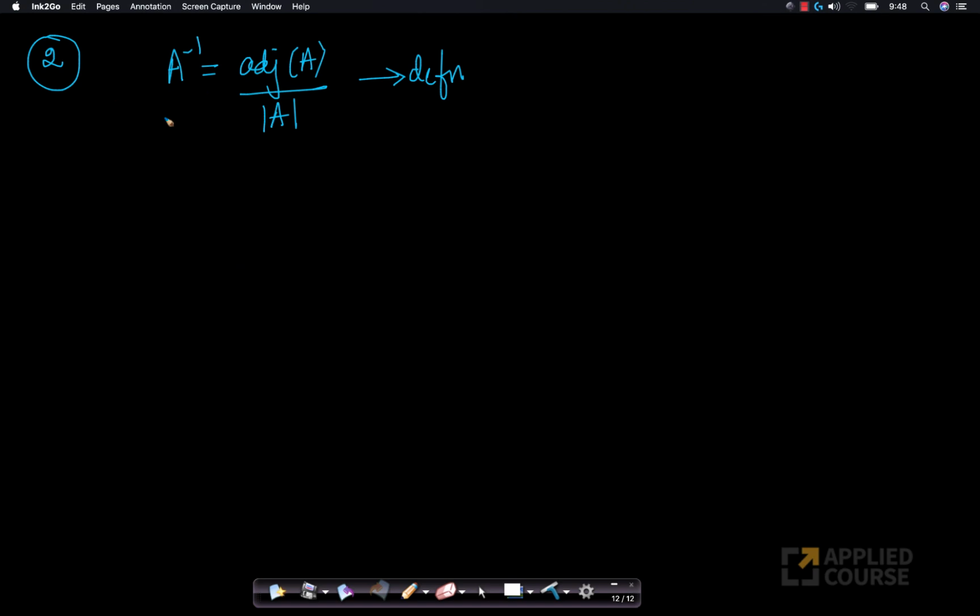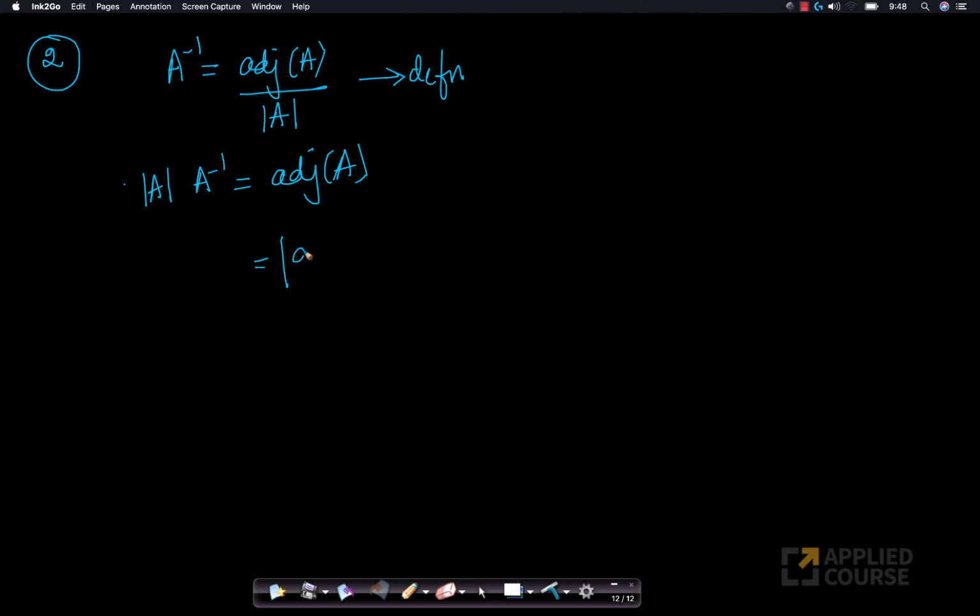Now what if I multiply both sides by det of A? So what will happen here? Det of A is a number, right? So I can multiply both sides by det of A. So det of A and det of A will get cancelled out. I'll get adjoint of A. Very good. Okay, this is the formula for adjoint of A.